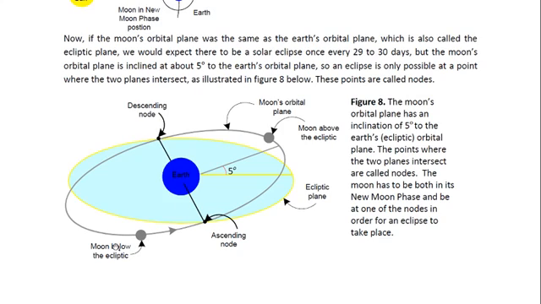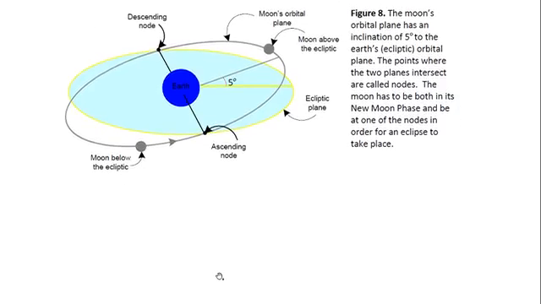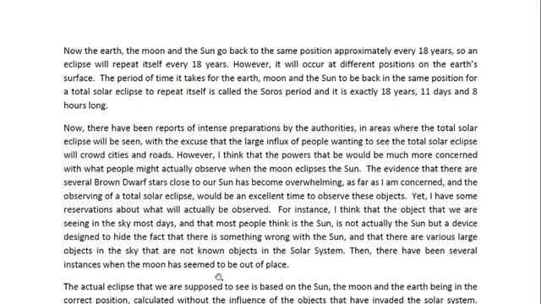This is the ascending node because the moon is moving upwards this way. And this is called the descending node because the moon would move downwards through that node. So we would need the moon to both be in the new phase position, that is exactly between the moon and the earth, and to be at one of these nodes in order for us to get a solar eclipse. So this means it doesn't happen every time the moon is in new phase position. It sometimes doesn't happen for quite a few months, sometimes for even years.